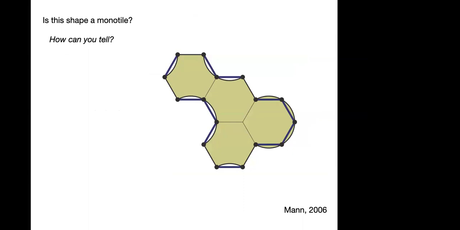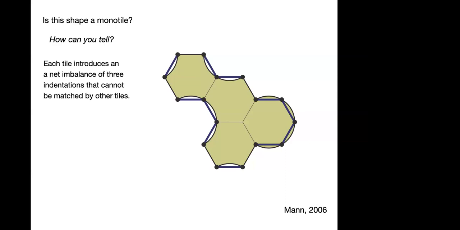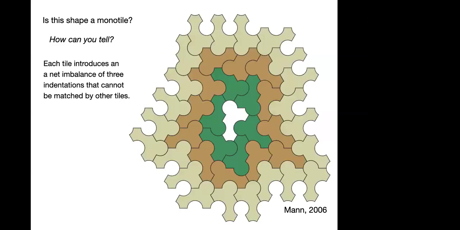And then in any actual tiling, the innies will have to match the outies, except on the boundary. Any mismatches will be on the boundary. But of course, there's an imbalance of 3 per tile. So every tile introduces an imbalance of 3 indentations. And so what that means is that those have to lie on the boundary.